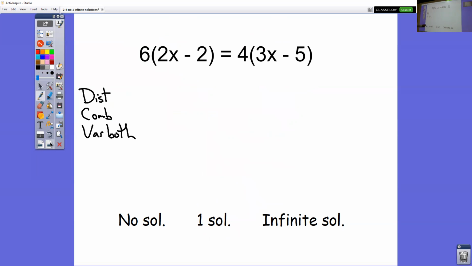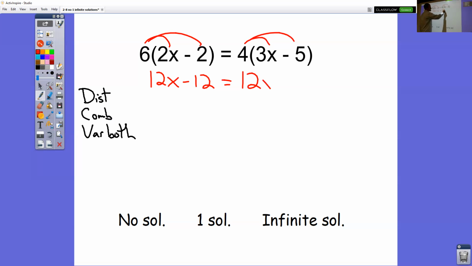This one has another instance of 2 distributive properties. 6 times 2x is 12x. 6 times negative 2 is negative 12. When we write it, we're going to put minus 12. Then we have 4 times 3x, which is 12x. 4 times negative 5, which is negative 20. So I did my distributive property.